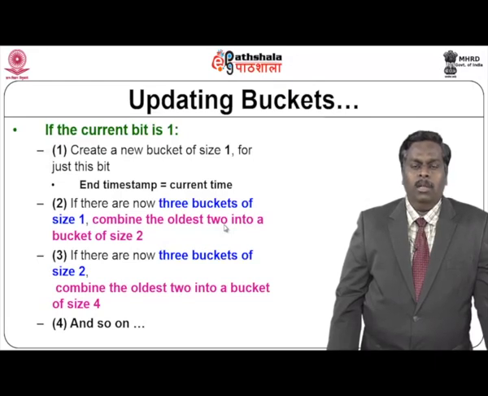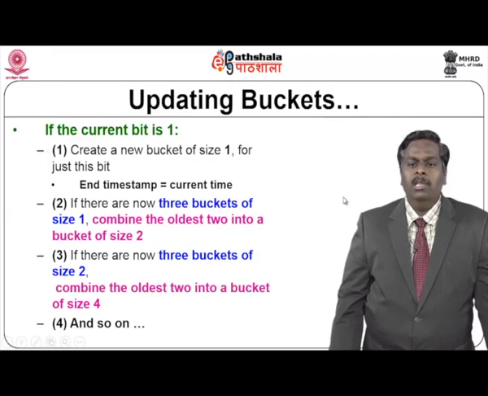When you merge the oldest buckets, you have to see that the number of ones in the bucket must be a power of 2. Suppose there are now 3 buckets of size 2, then you will have to combine the oldest 2 buckets of size 2, and this has to continue. So, merging of buckets goes from the right to the left, and when you are merging towards the left, the oldest elements will be ignored. This is what will happen when you make use of the DGIM method.